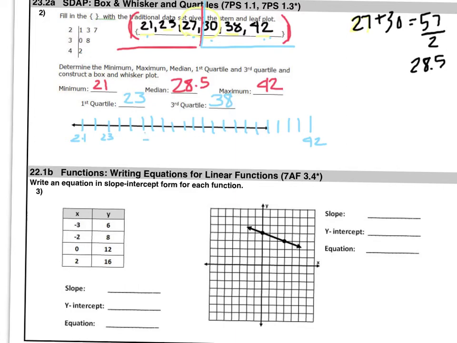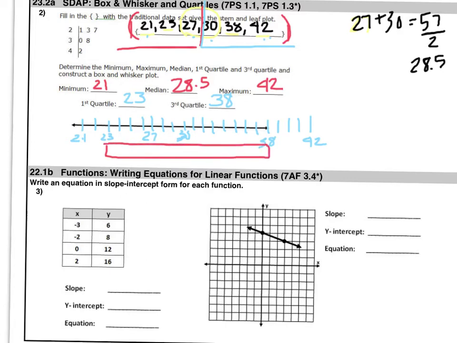So I'm trying to fill them in now. Okay, 27, 28, 29, 30. And then we would have 38 and 42. Okay, so now all of our numbers are written out. But what you have to remember is that the box part of your box and whisker graph runs from that quartile 1 to quartile 3. So it creates the box from that space. So our quartile 1 is the 23. So we're going to make our box all the way down to the 38.